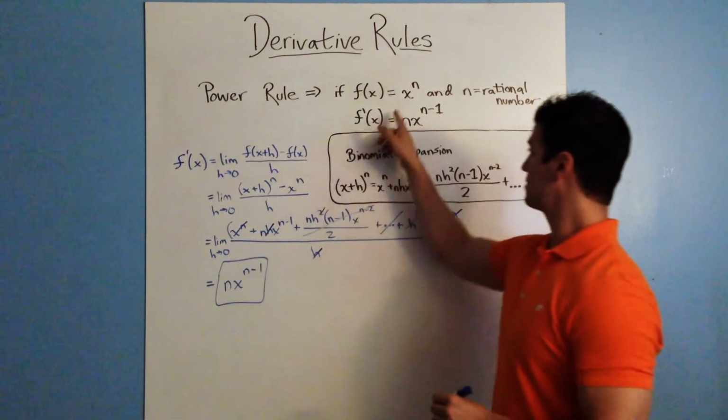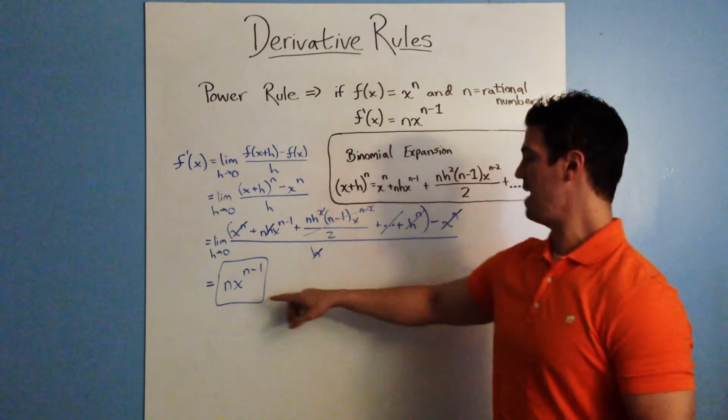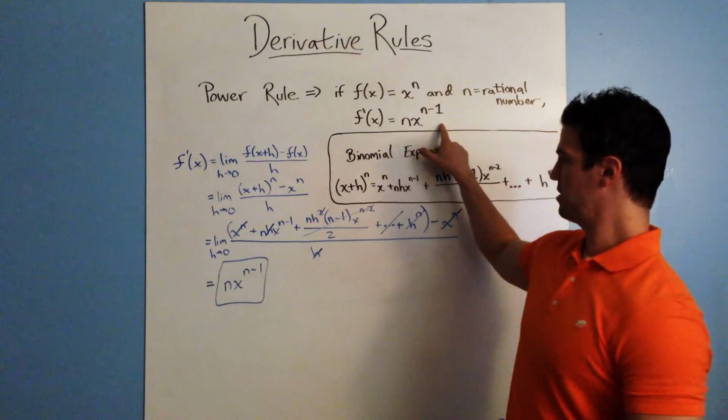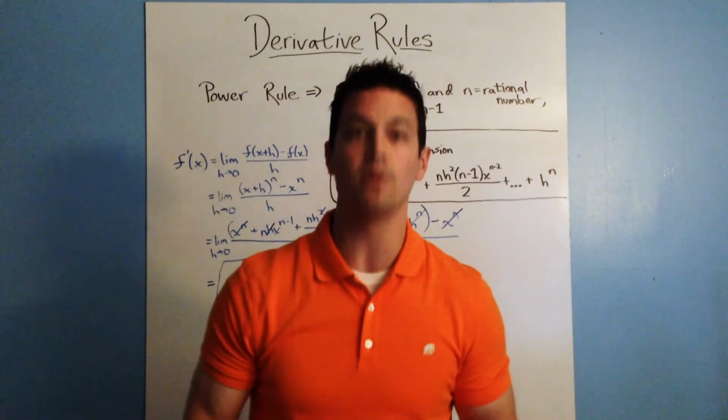And if you look up here, that's exactly what we were trying to prove. F prime of x equals nx to the n minus 1, which it says up here. So this basically proves what the power rule is. If you have any questions about the power rule, let me know.